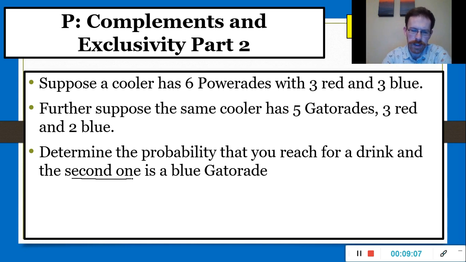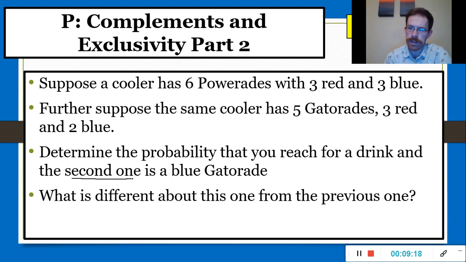Now, if we look at this, it should just be like the one from yesterday. Okay, we have to consider 2 cases, one where it is a blue Gatorade and one where it's not a blue Gatorade. But the thing that's different is because this one is dealing entirely with complements. Let's suppose we have 2 cases, case 1 and case 2. Because we're reaching for 2 drinks, right? Well, the first drink could be a blue Gatorade, or it cannot be a blue Gatorade. The same thing applies to the second drink.